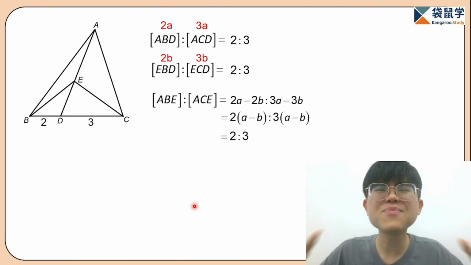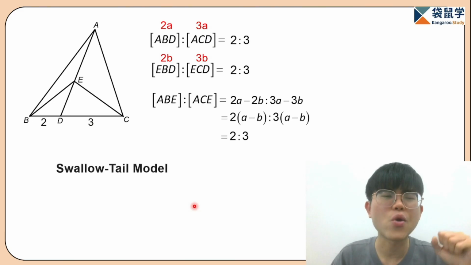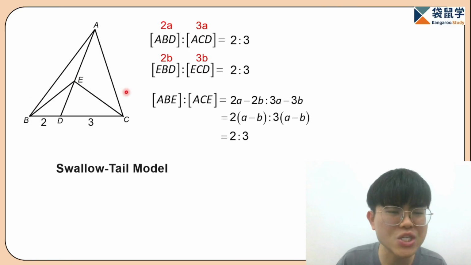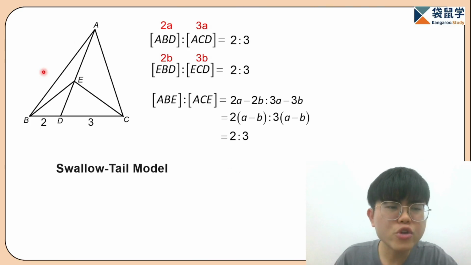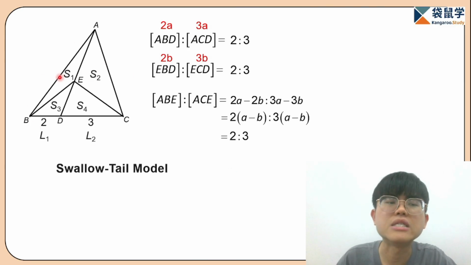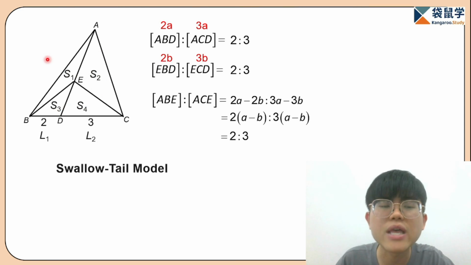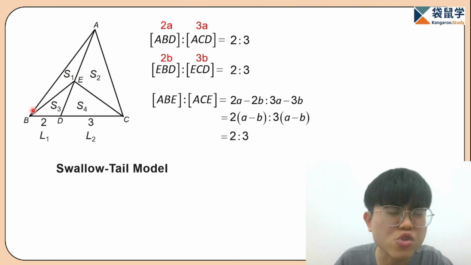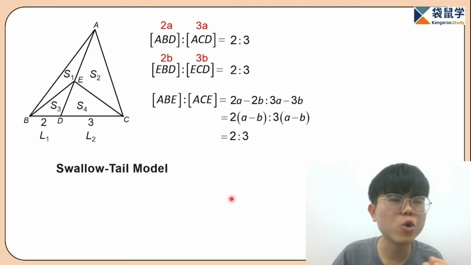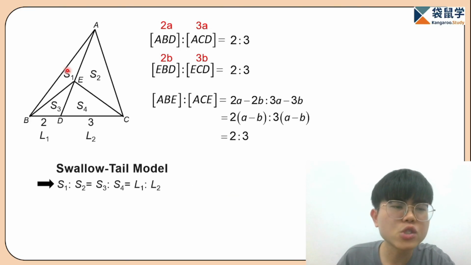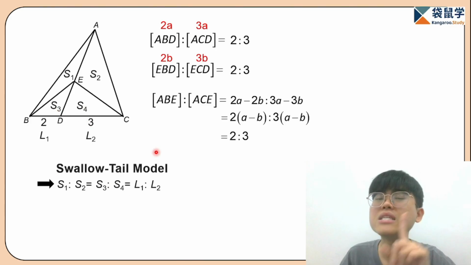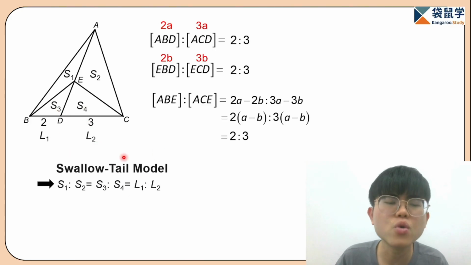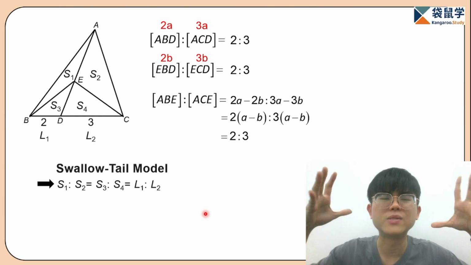And everyone, this model right here is just what we so-call the swallowtail model, because you can see that these 2 triangles have the shape of a swallowtail. So when we have the swallowtail model, we'll try to label out this figure right here. This is S1, S2, S3, S4, which are the areas, and this is the length of the base right here. We will come to the conclusion that the ratio of the areas S1 and S2 is equal to the ratio of S3 and S4, and it is equal to the ratio of L1 to L2. This is about the swallowtail model.